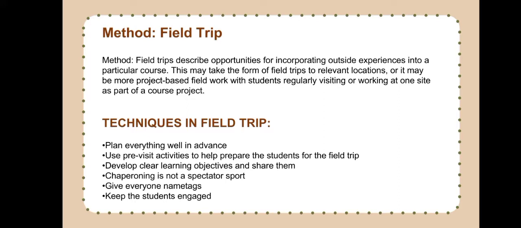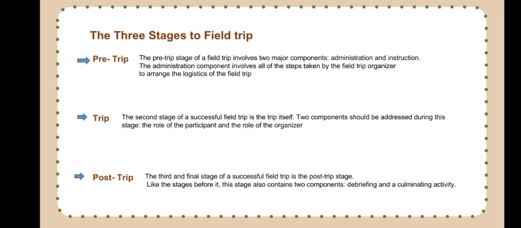So the purpose of the field trip is usually observation for education, non-experimental research, or to provide students with experiences outside their everyday activities. So these are the three stages of field trip that are very important for us to know. The first stage of field trip is the pre-trip. It involves two major components, which are the administration and the instruction.